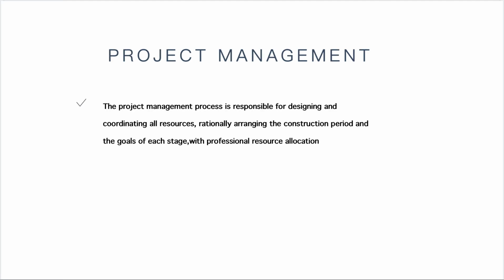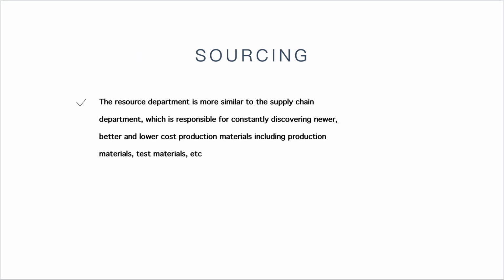And the next part is project management. The project management process is responsible for designing and coordinating all resources, rationally arranging the construction period and the goals of each stage with professional resource allocation. So the project management department is like a manager who knows all the things of the process. And the next part is sourcing. The sourcing department is more similar to the supply chain department, which is responsible for constantly discovering newer, better, and lower cost production materials, including production materials, test materials, etc.